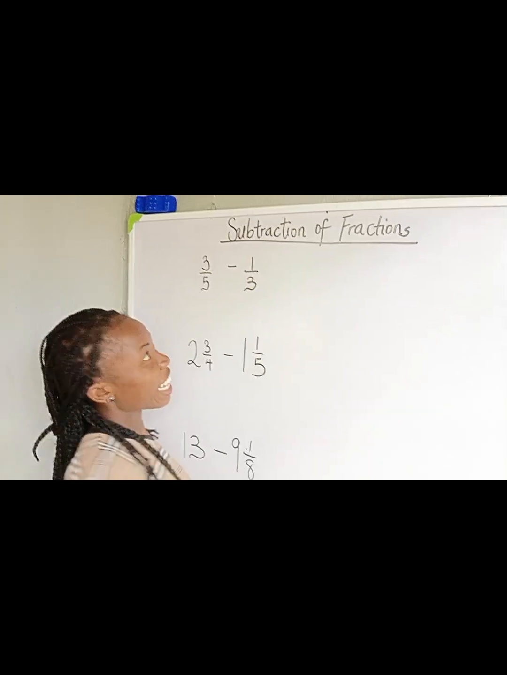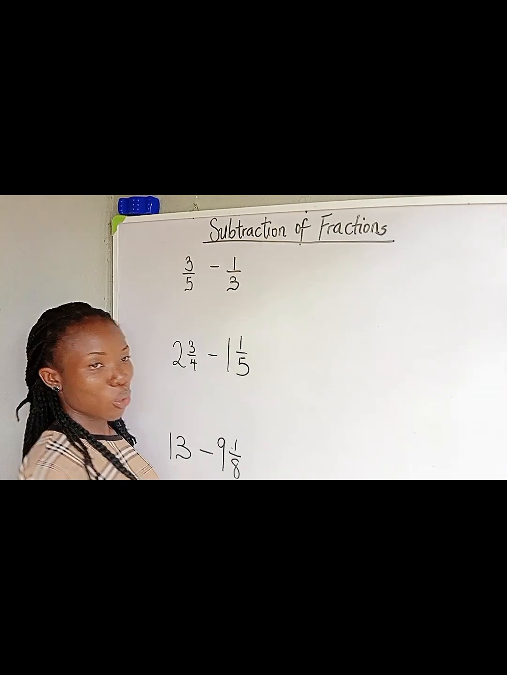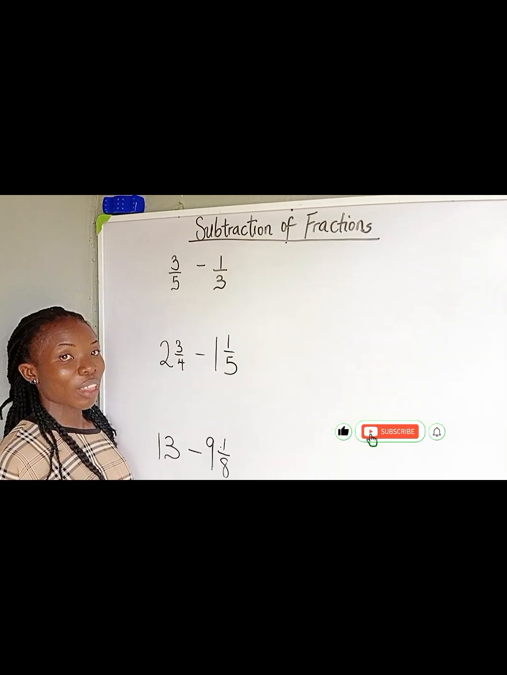Today we want to learn subtraction of fractions. So the first one is 3 over 5 minus 1 over 3. So we use the butterfly method.